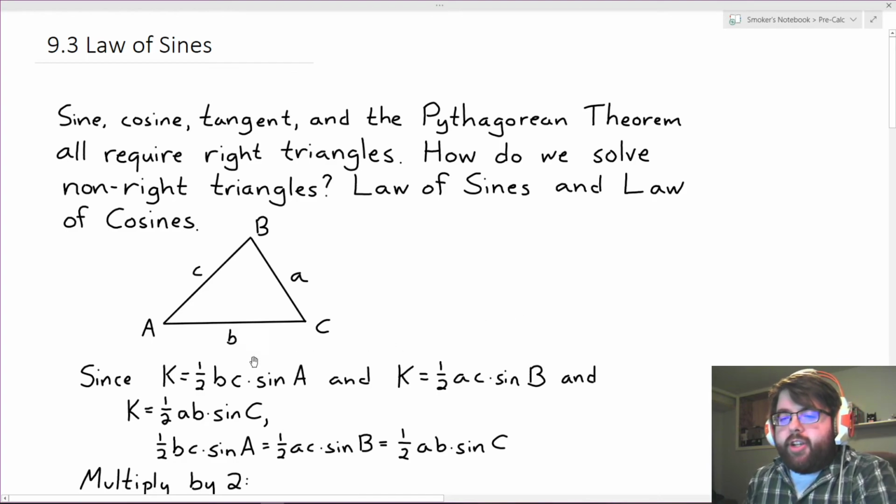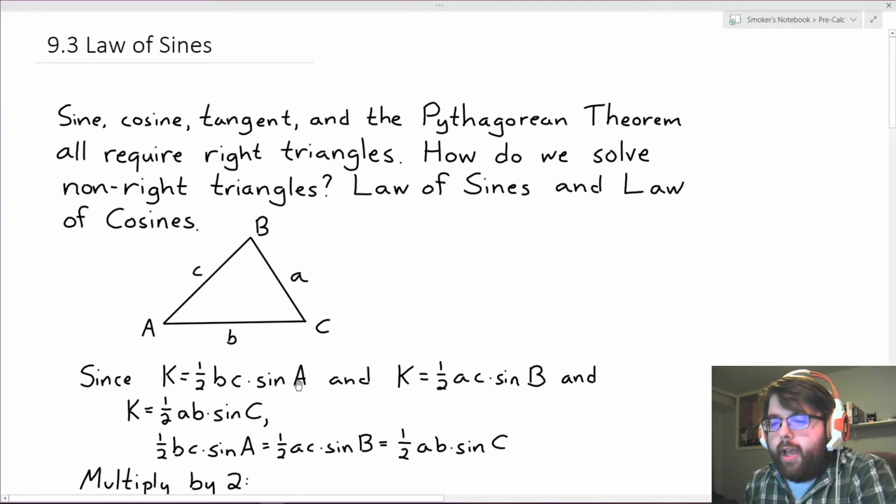So in the last section, we learned that the area of a triangle can be given with 1/2 times side B times side C times sine of angle A. And we also know that for the same triangle, the area can be found if we take 1/2 times side A times side C times sine of B, right? So let's say, for instance, you knew all 6 pieces of information in this triangle. You knew all 3 sides, you knew all 3 angles. Well, you could use either one of these to find the area, and they will give you the same area.